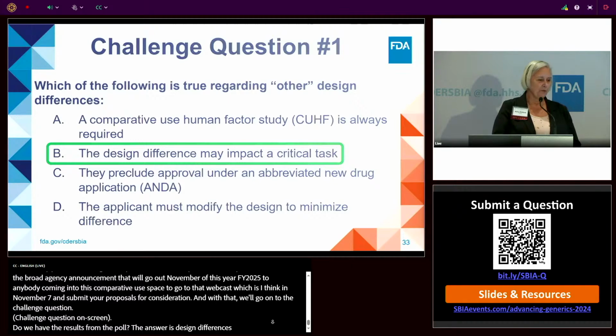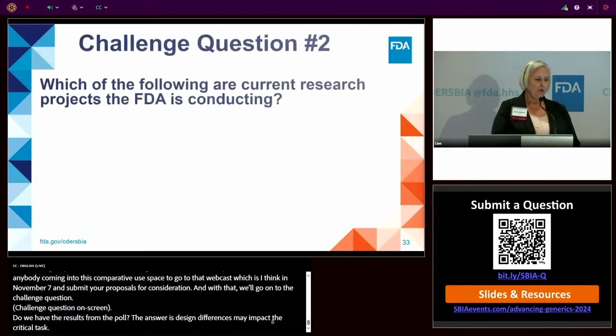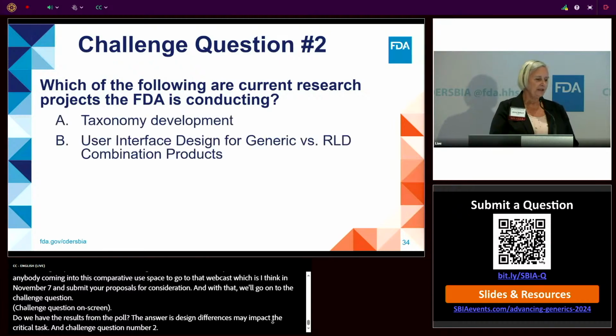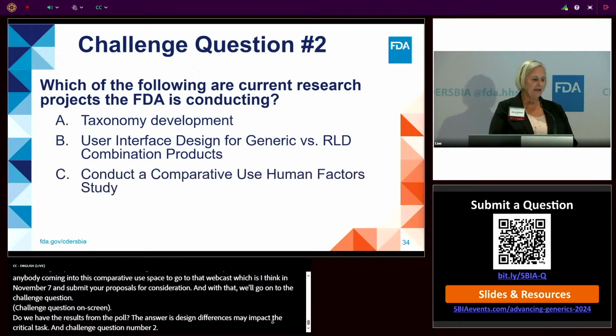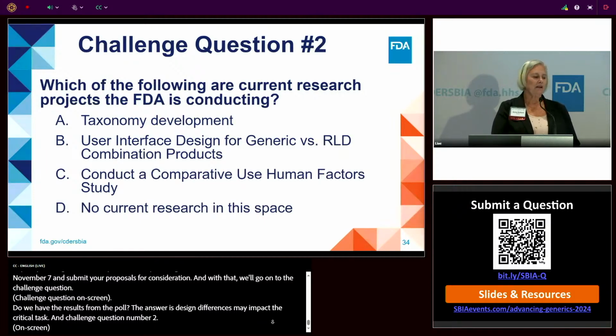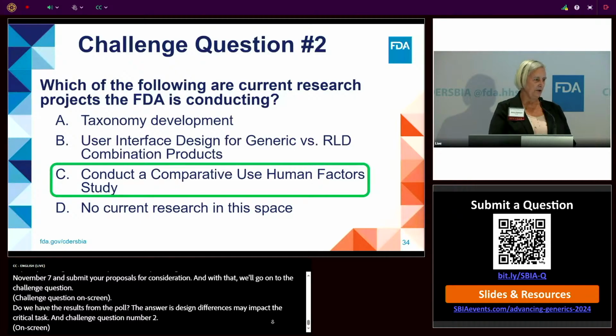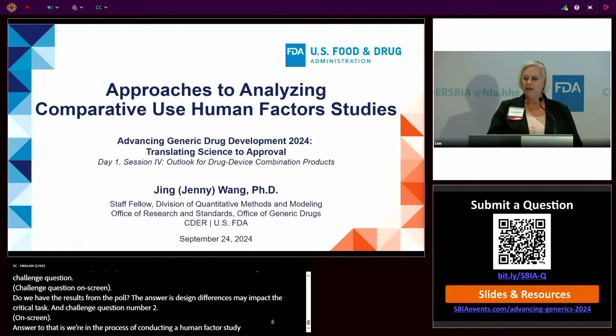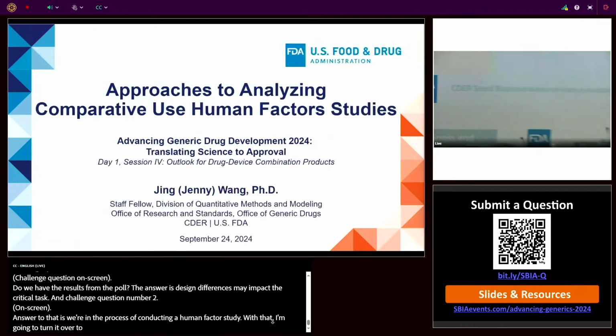And challenge question number 2: which of the following are current research projects that the FDA is conducting? The taxonomy development, the user interface design for generic versus combination products, a comparative use human factor study, or there's no current research in this space? And the answer for that is we are in the process of conducting a human factor study. And with that, I'm going to turn it over to Dr. Wang, who's going to present her topic.